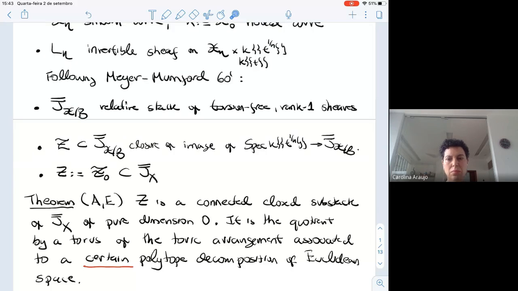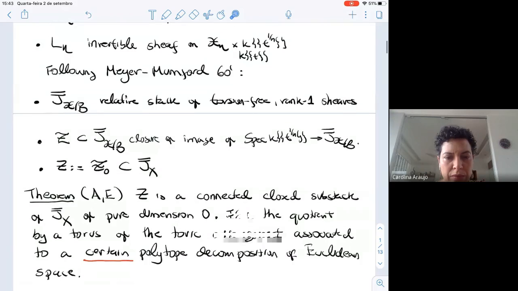So what I want to do, and that's the outline of the talk, is first motivate the problem. Then I will describe what this polytope decomposition is, what Z is. And in the third part, I will explain what we can do with this Z, what kind of constructions and maybe applications we can think of. Okay? Any questions so far? All right, so let's move on.